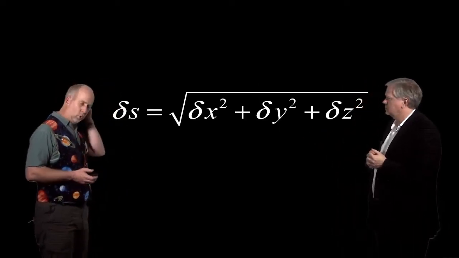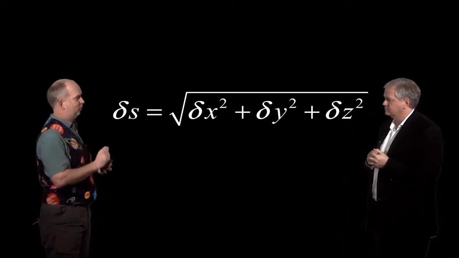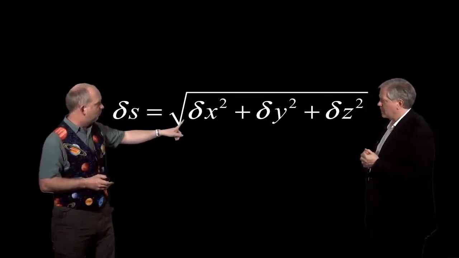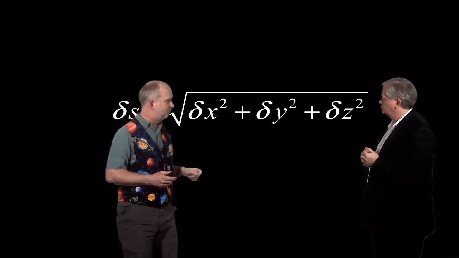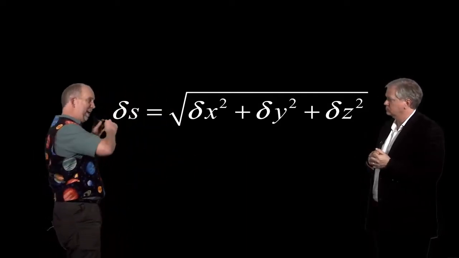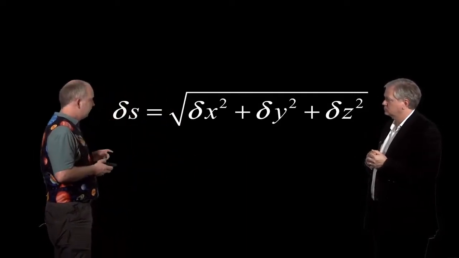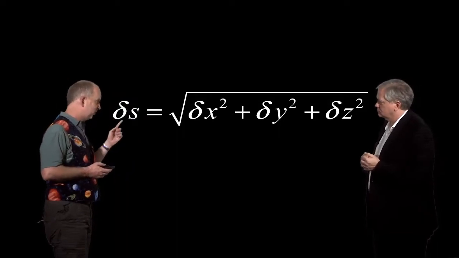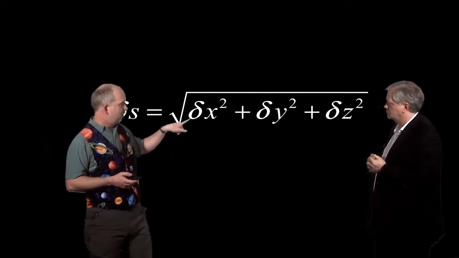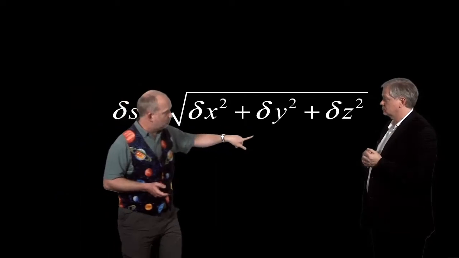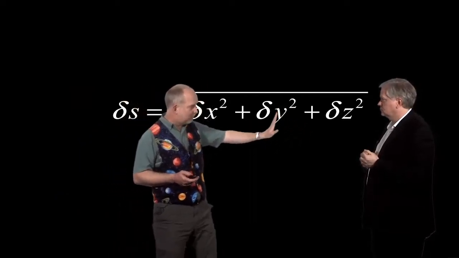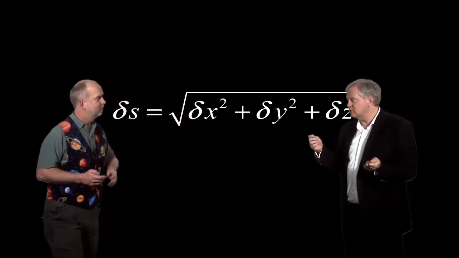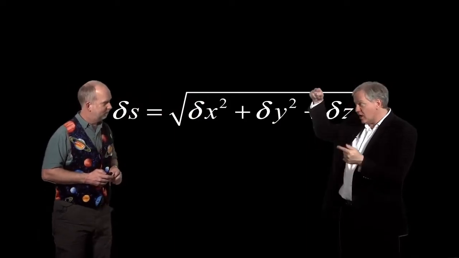So we're talking about small distances. The delta means a small difference in x, a small difference in y, a small difference in z. If you had to go a big distance, you just add up all these small differences as you go. And so this is just Pythagoras' theorem: the distance is equal to the square root of the difference in x coordinates squared, plus the difference in y coordinates squared, plus the difference in z coordinates squared. If you have a three-dimensional triangle, it's x, y, z. That's how long the hypotenuse is.